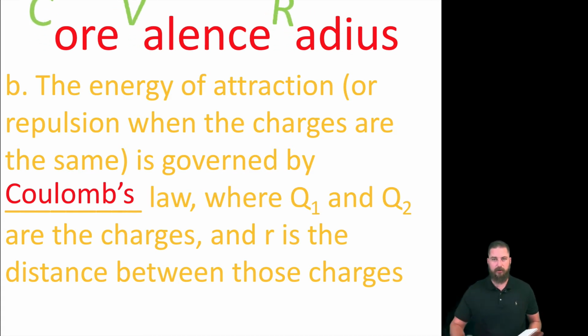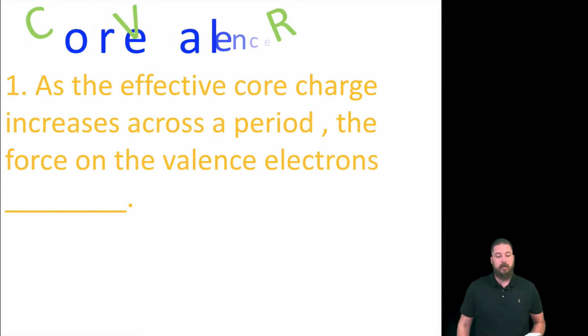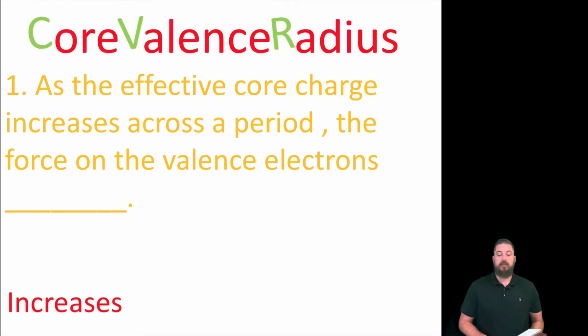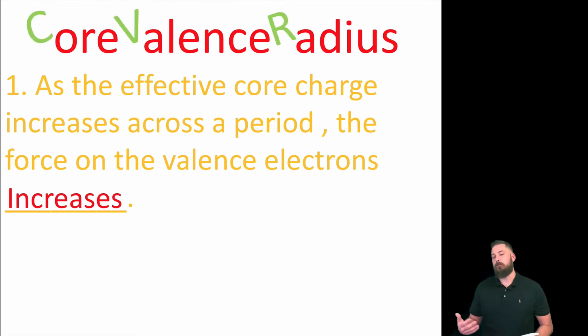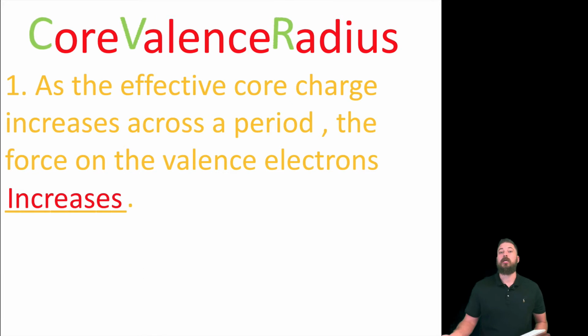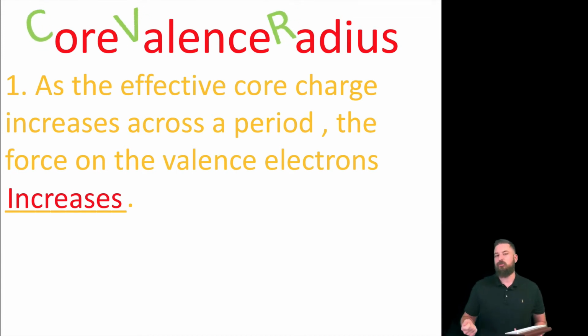However, we'll see how distance and inner electrons can interfere with that. As the effective core charge increases across the periodic table, the force on the valence electrons increases as well. And so we're going to learn that as you go across the periodic table, the force of attraction on valence electrons will increase, resulting in a stronger force of attraction to the valence electrons.